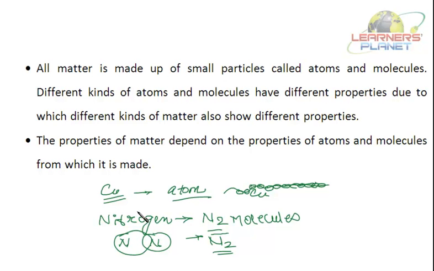See, there are certain elements whose atoms can exist independently. They are stable. But there are elements which cannot exist independently, elements whose atoms are unstable. Nitrogen can't exist independently. It combines and forms the N2 molecule. Likewise, hydrogen also exists as H2. So H2 is a molecule which is composed of two atoms of hydrogen.